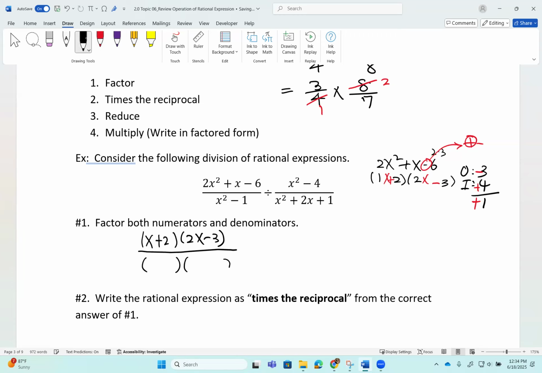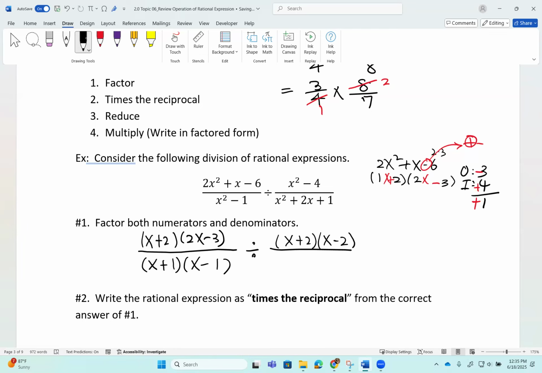x squared minus 1, once again, is a difference of squares. So before x squared was ever squared, it was x and x. Before 1 was ever squared, it must be 1 and 1. 1 parenthesis plus, 1 parenthesis minus. Divided by x squared minus 4, once again, is a difference of squares. So that's x plus 2 times x minus 2, right?